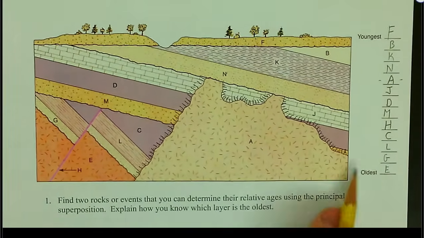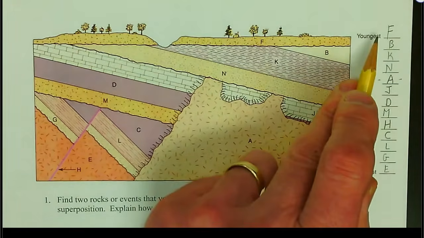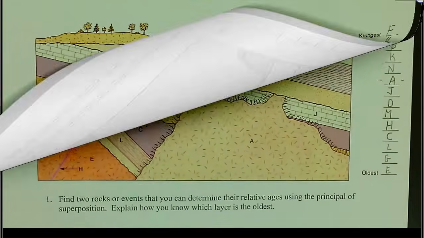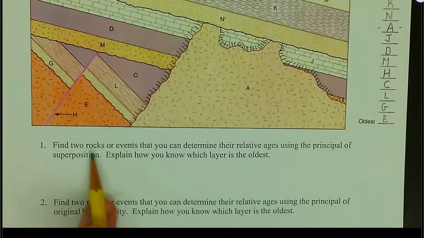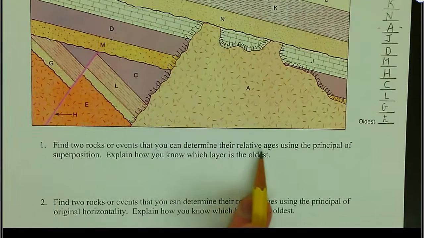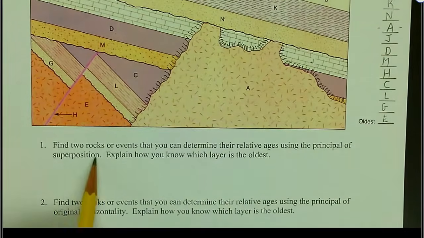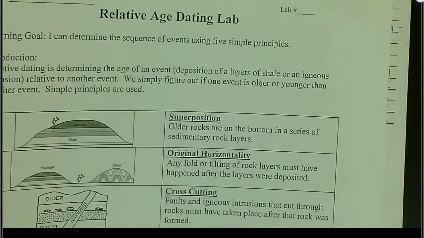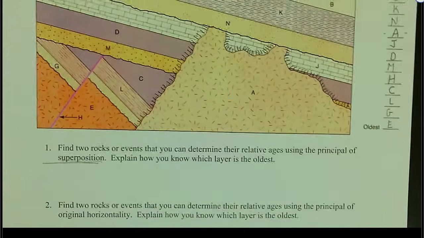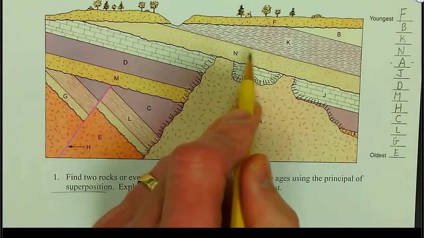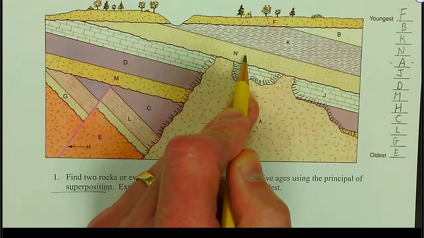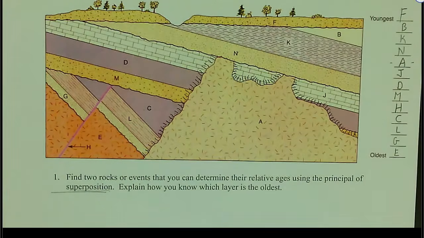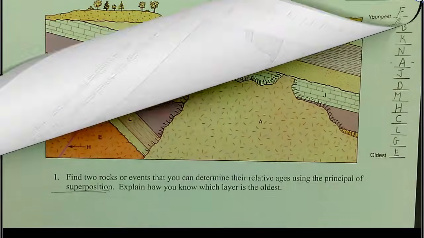So here we have the sequence of events and formation of layers that formed this geologic cross-section. Number 1 says find 2 rocks or events that you can determine their relative ages using the principle of superposition. Superposition lets us know that older rocks are on the bottom and younger rocks are on the top. We have a number of different options here. I'm just going to use N and K. I know N is older than K because N is below K.